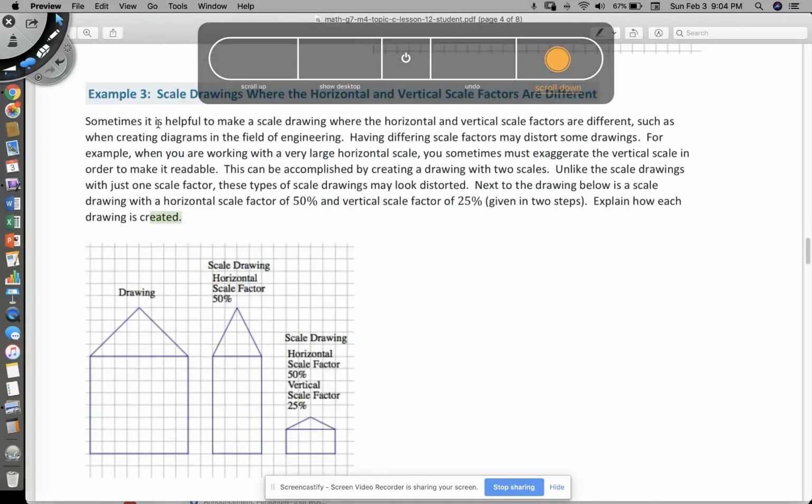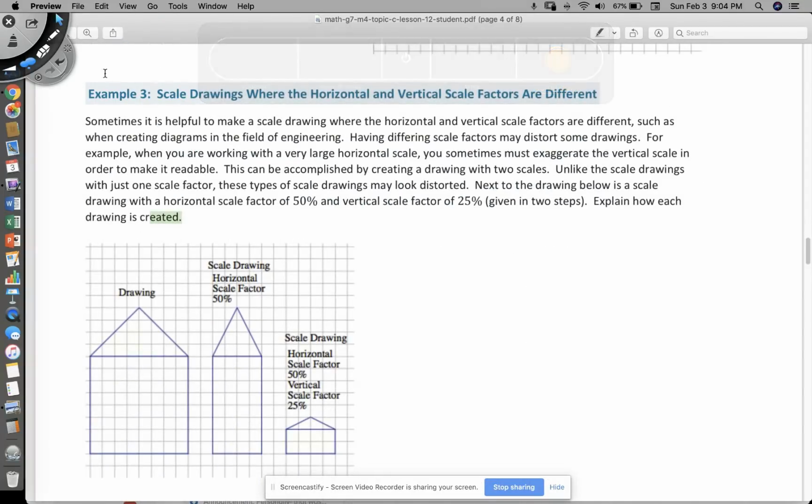Example 3. Scale drawings where the horizontal and vertical scale factors are different. All right. So we have this picture of this house, okay? And I'll just go ahead and read here what it says. Sometimes it's helpful to make a scale drawing where the horizontal and vertical scale factors are different, such as when creating diagrams in the field of engineering.